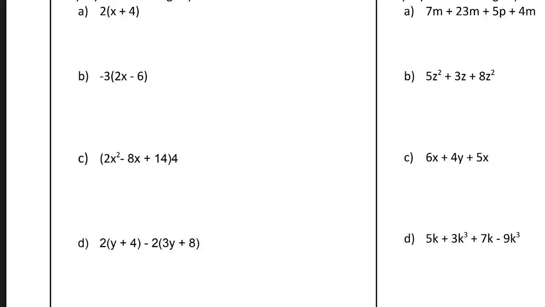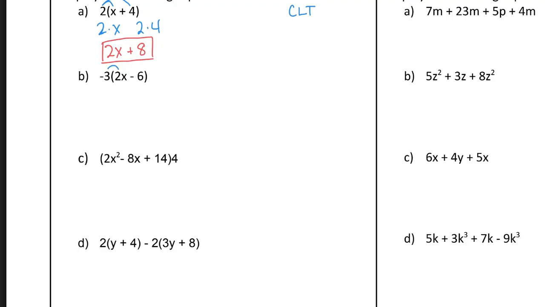All right, the next set of problems, we are simplifying. So when we simplify, we're going to distribute, and then we're going to combine like terms. If we see parentheses, we're going to distribute. So we're going to do 2 times x, and then we're going to do 2 times 4. 2 times x is 2x, and 2 times 4 is positive 8. So there are no like terms there because we have a variable term and a constant, so it's just going to be 2x plus 8.